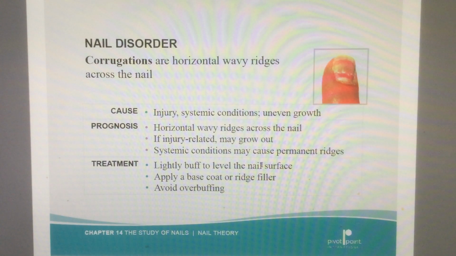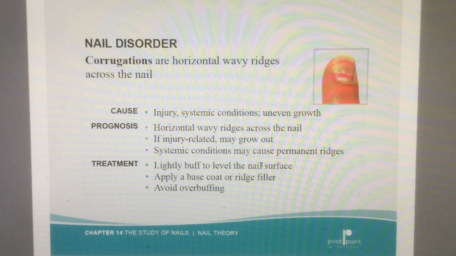As far as continuing with nail disorders, corrugations. These are horizontal wavy ridges across the nails. The cause is injury, systemic conditions, and uneven growth. As far as the prognosis, what you'll see visually is horizontal wavy ridges across the nail. If injury related, it may grow out. If systemic conditions, they might cause permanent ridges.